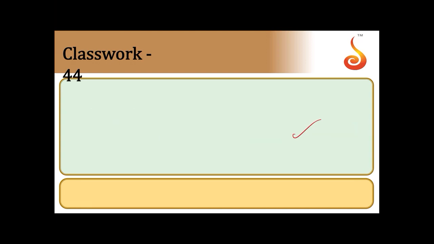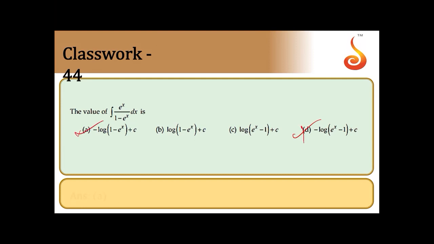Sorry, I think it is 1 minus e. I think we have done correctly, but it is option 1 minus e, correct. Yes, of course, it is option A, not D.